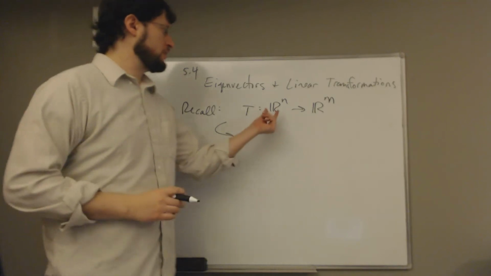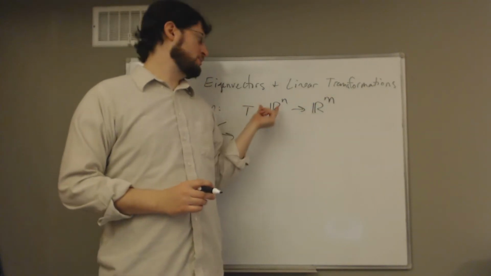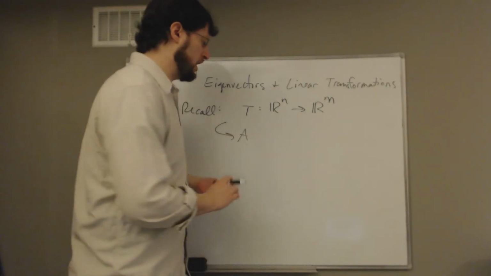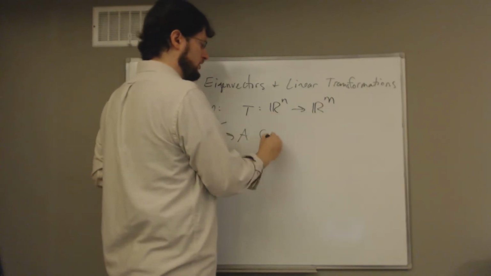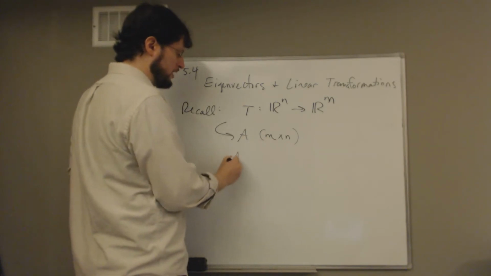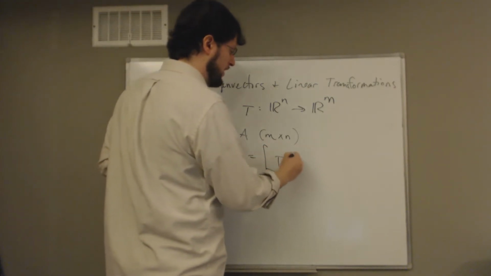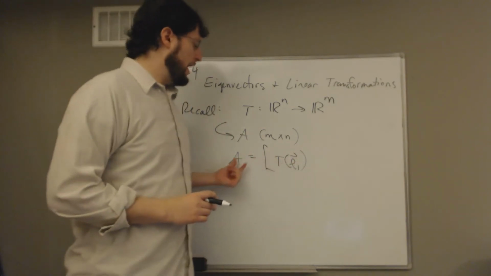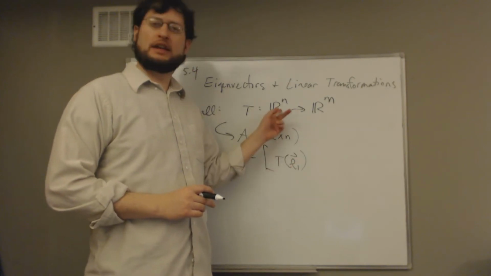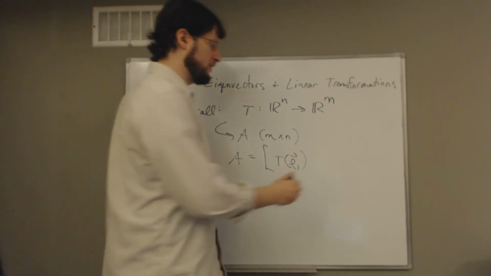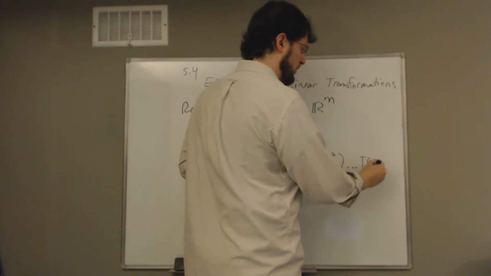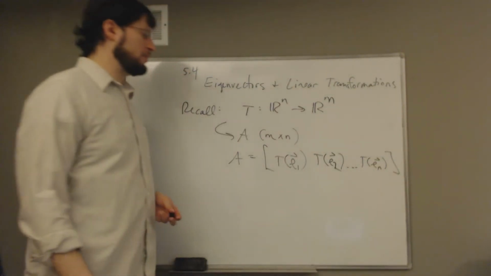If it's from Rn to Rm, that means the input vector is in Rn. So we're starting with a vector in Rn, which means I have to have n columns and m rows. So this is going to be an m by n matrix. And remember that A is the matrix that we get by taking the standard basis vectors in Rn, E1, E2, all the way to En, applying T to each of them, and then creating a matrix out of these.